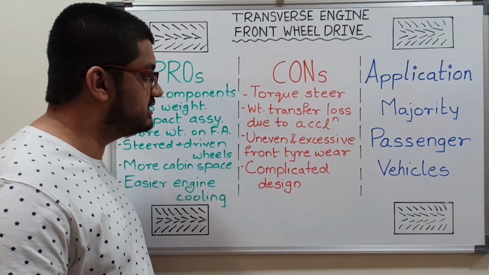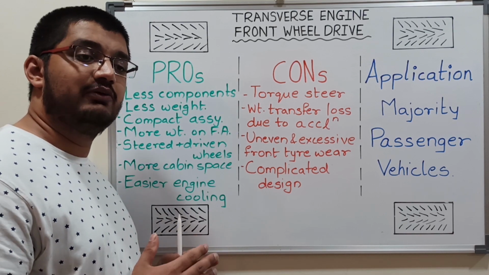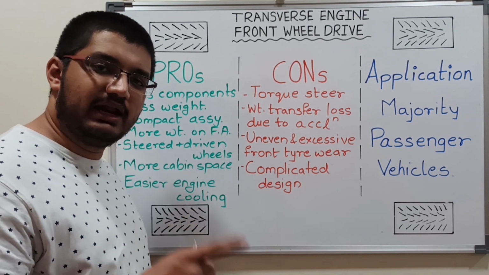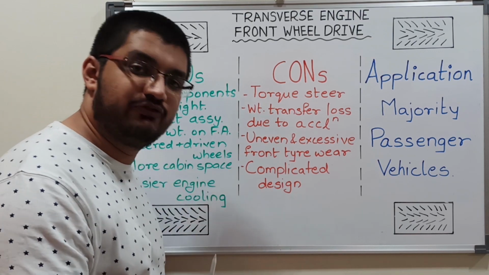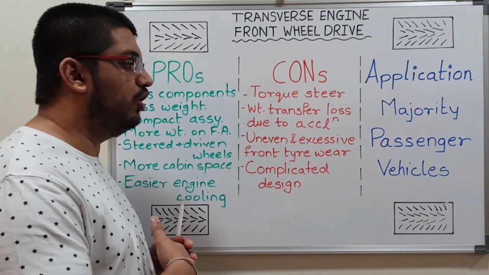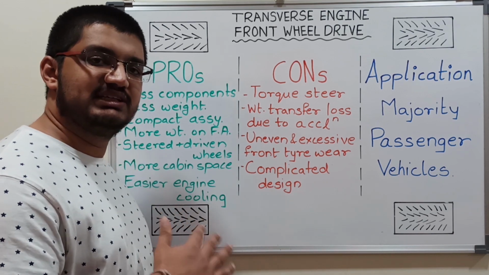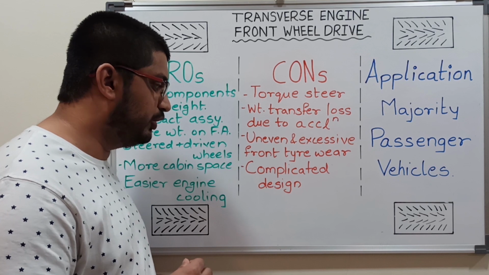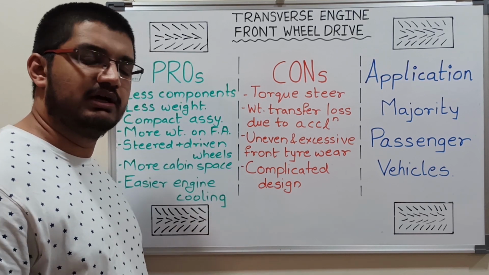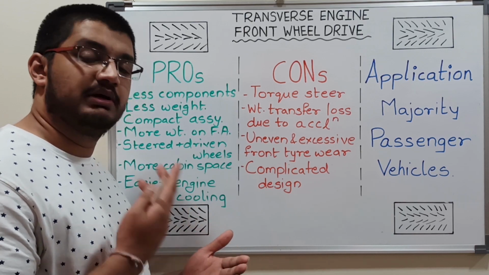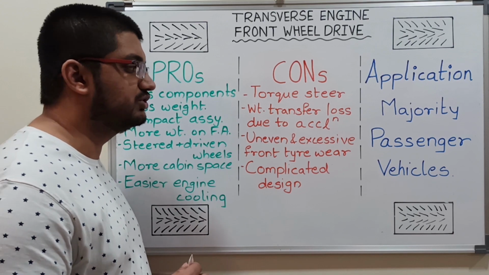Then the next point is uneven and excessive front tire wear. In this type of layout, the front wheels have a lot of work to do. They are driven plus steered, and while braking, the weight transfers to the front. So while doing all these jobs, the front wheels experience uneven and excessive wear. And the last point is complicated design, obviously, as all the systems are crumpled together: steering system, suspension system, powertrain. So it is a very complicated design as compared to other layouts.